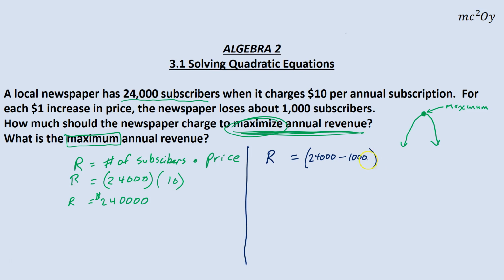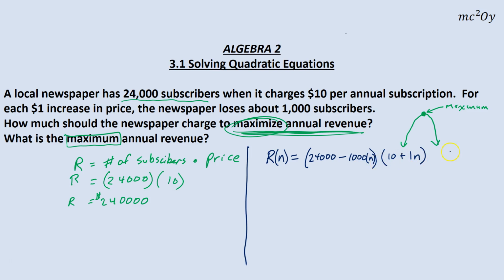So I'm going to leave a space here because I'm going to add something to that. My price that was starting at $10 is now going to increase by $1. And if I increase it $1, I lose 1,000 subscribers. If I increase it $2, I'd lose 2,000. If I increase it $3, I'd lose 3,000. So really, my revenue is going to be a function of the number of increases I make. If I increase once, I lose 1,000. If I increase twice, I lose 2,000.